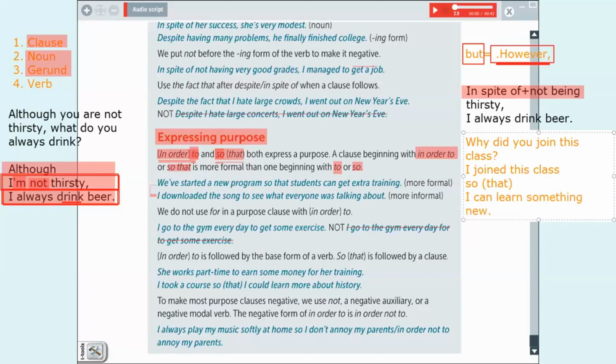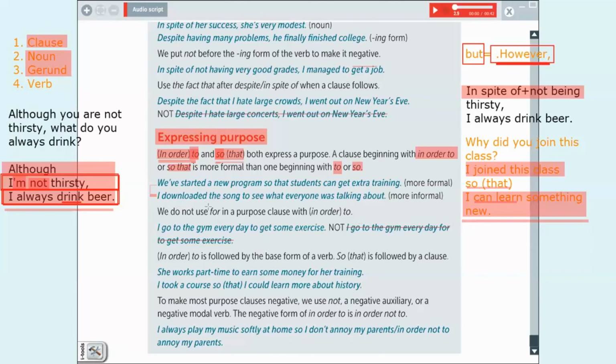Because we are talking about purpose, I joined this. For what reason? What was the purpose? Well, so that I can learn something new. That was the thing. We are not contrasting as we did in the previous sentence. We are just explaining or giving the reasons why we did something. So it's a different emphasis.